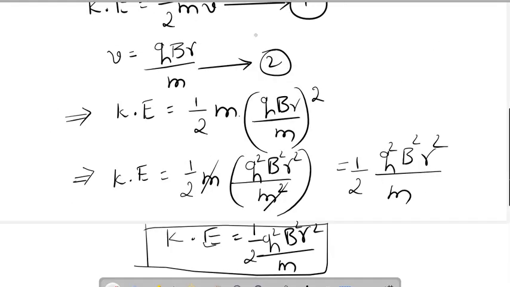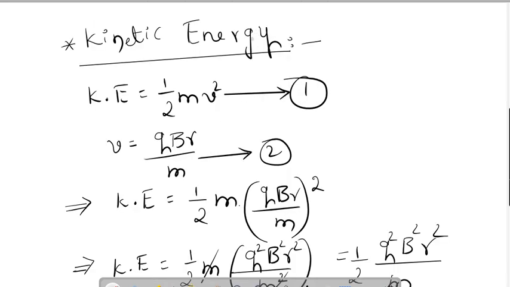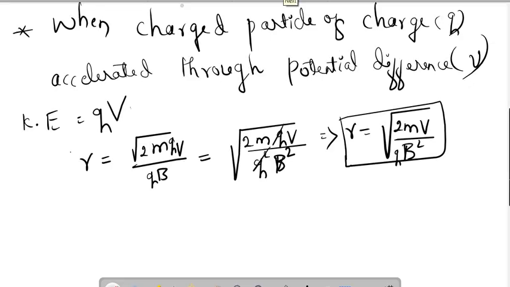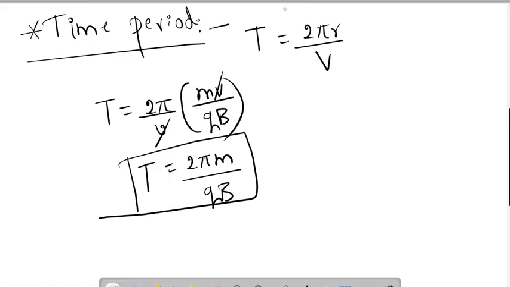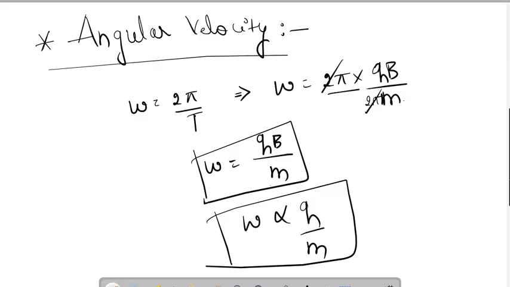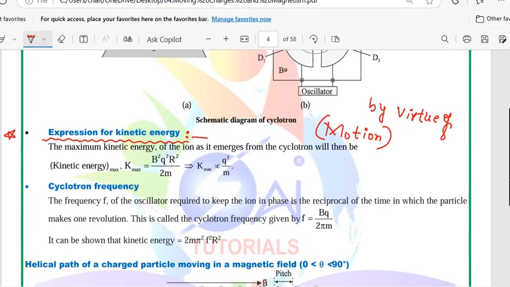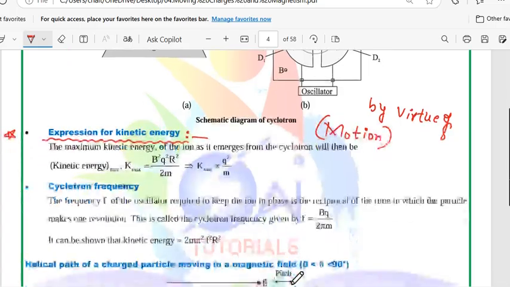So kinetic energy, when a charged particle of charge q is accelerated through potential difference, time period, frequency, angular velocity. So these are all the criteria related to the motion of the charges. Okay.